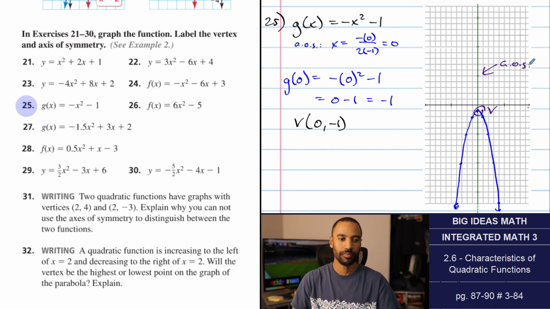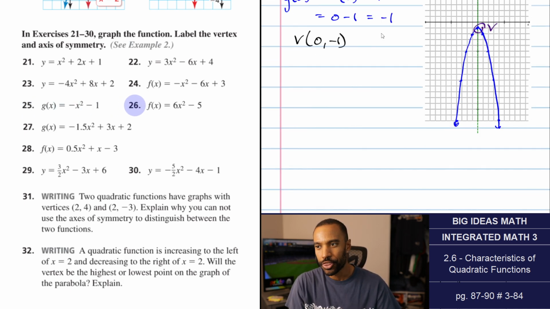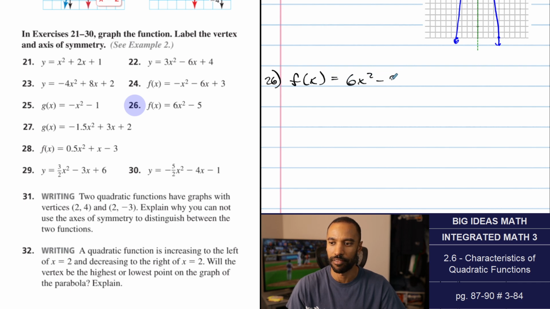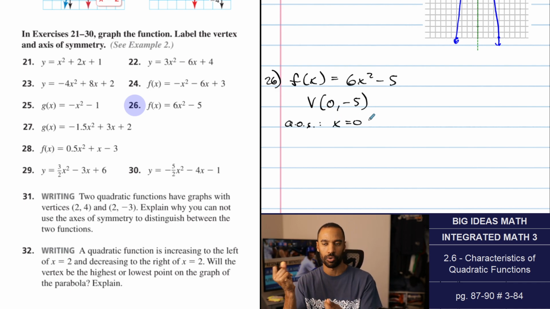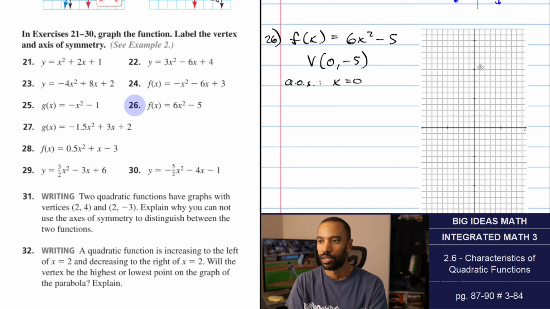Okay. Cool. Number 26 looks to be the same. It's not the same problem, but it has the same thing. No b term, only a constant and such. So I think we can see right now what's going to go on here. F of x equals 6x squared minus 5. I'm not going to deal in terms of negative b over 2a. My vertex is at 0, negative 5. The axis of symmetry is x equals 0. If I can identify my vertex first, maybe your axis can go right along with it that fast. And then we can go straight to graphing, right?